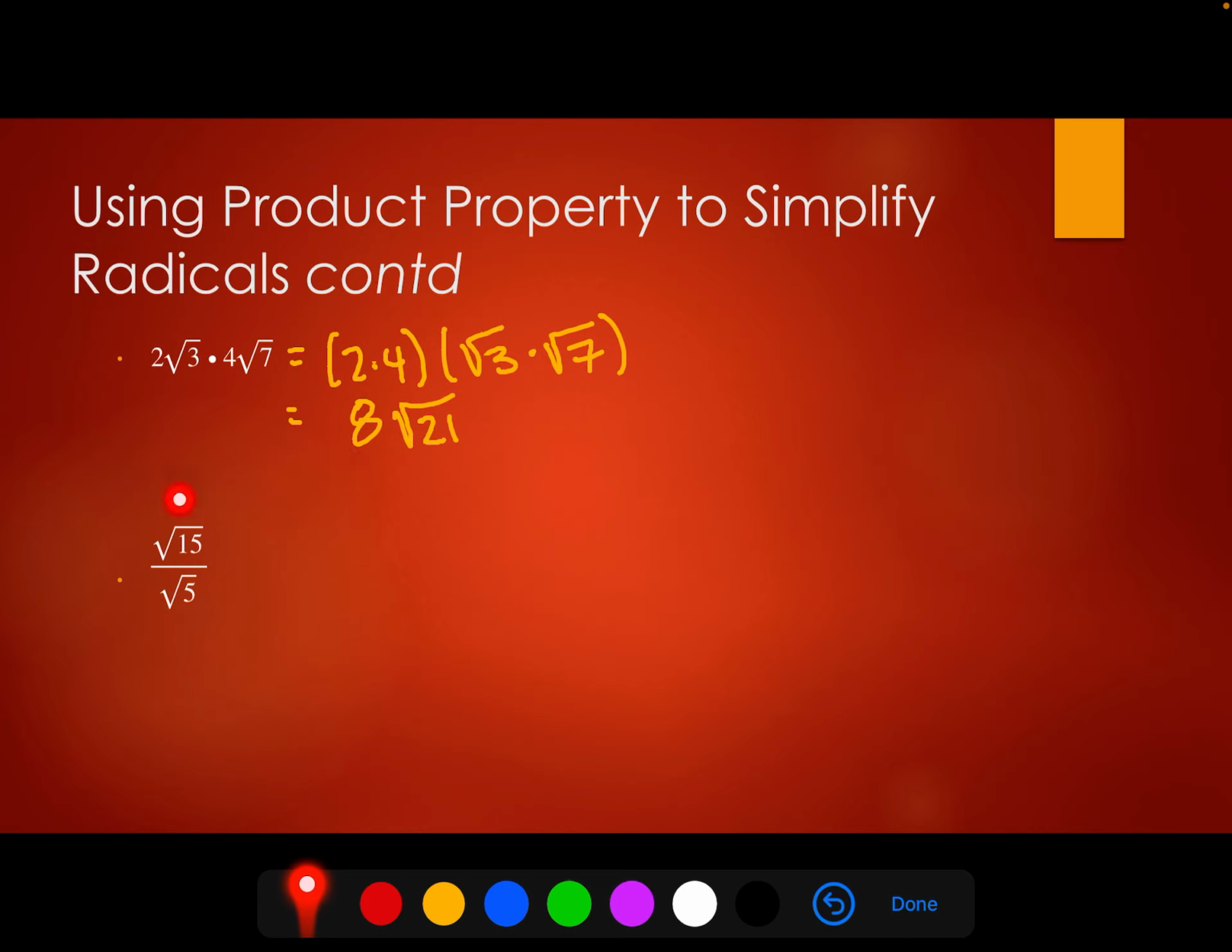Now let's take a look at this second example. We have the square root of 15 over the square root of 5. Well, we can rewrite this as the square root of 15 over 5. And now we can simplify this 15 over 5. We know that 15 over 5 is equal to 3. So this becomes the square root of 3, and this can't be simplified anymore, so we're all finished. So the square root of 15 over the square root of 5 is going to be equal to the square root of 3.